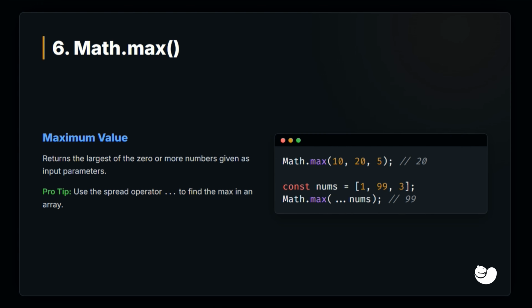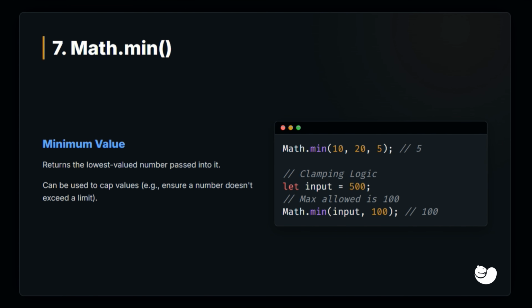Be aware, however, that if any argument you pass is not a number and cannot be converted into one, the result will be NaN, breaking your calculation. This function is your primary tool for establishing upper limits and filtering for the best performing metrics in your data.